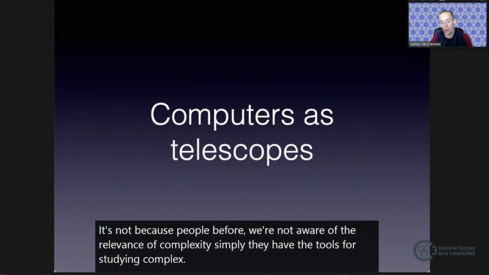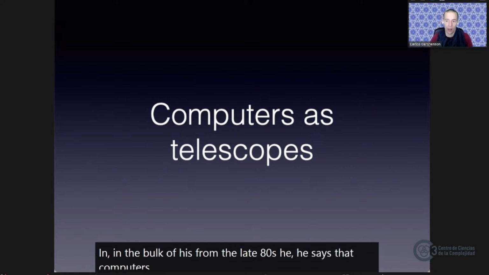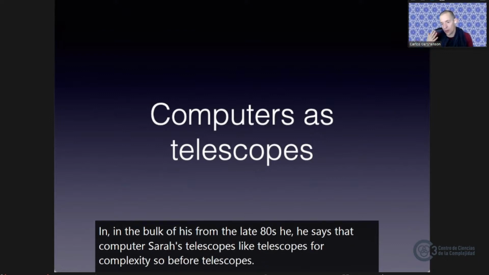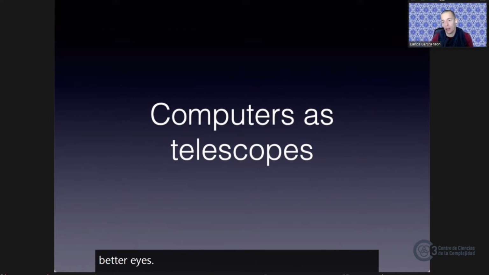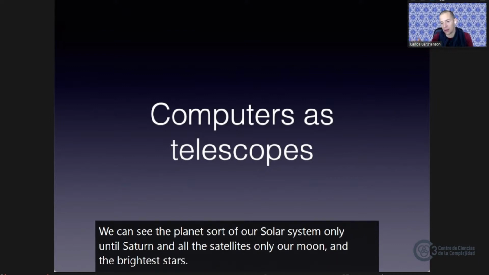studying complexity. So Heinz Pagels, in a book of his from the late 80s, says that computers are like telescopes for complexity. So before telescopes, with our bare eyes, we can see the planets of our solar system only until Saturn, and of all the satellites only our moon, and the brightest stars, and not much more.